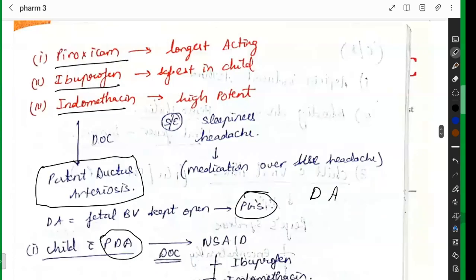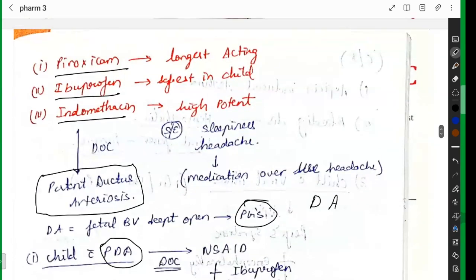Now remember, what are the side effects of all these drugs? It will cause sleepiness, it is going to cause headache, and this happens when they are overused. When you overuse ibuprofen, that will lead to headache.